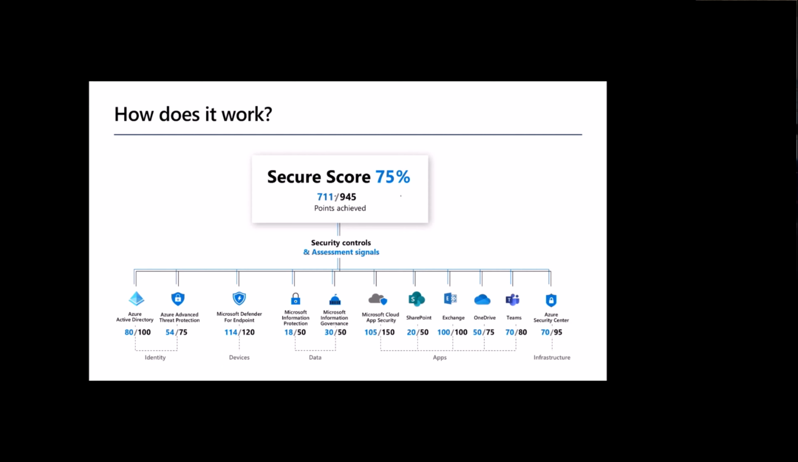And then from there, we've got devices, and that's Microsoft Defender for Endpoint. And that is more or less the cloud version of antivirus, making sure that it's removing different malware, viruses, and other things from your machines. Data, so that's the Microsoft Information Protection and Governance pieces. So those are the compliance modules. And under apps, we've got our Cloud App Security, SharePoint, Exchange, OneDrive, and Teams. And then for infrastructure, that's talking about our Azure Security Center and then our on-premises infrastructure as well. And that comes into that part of the score.